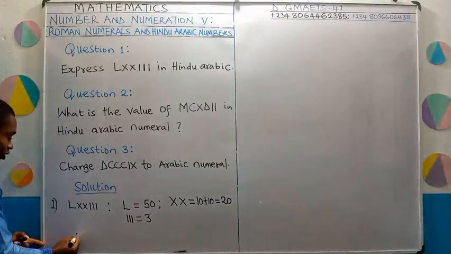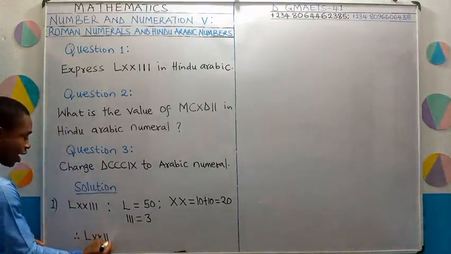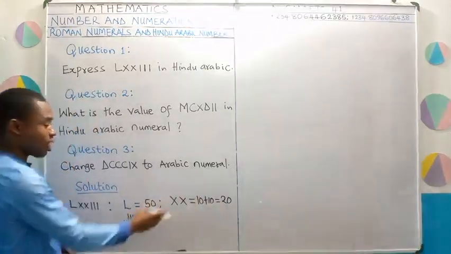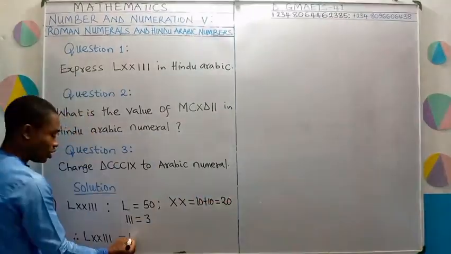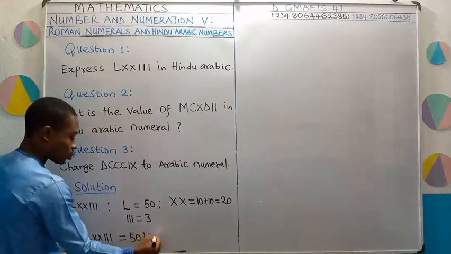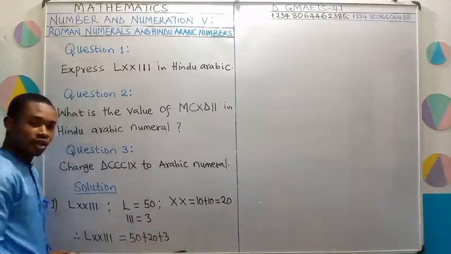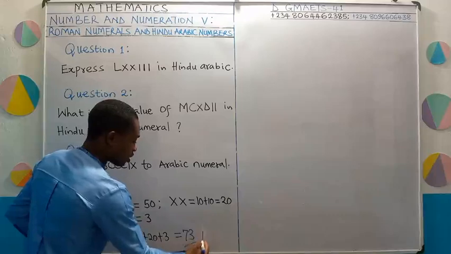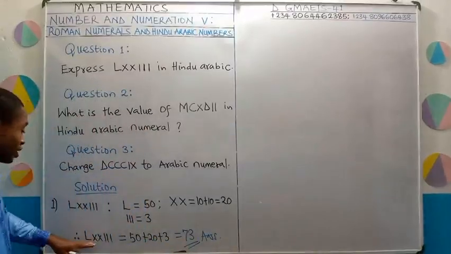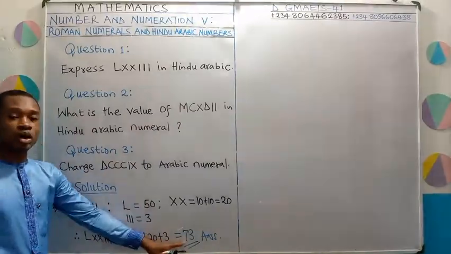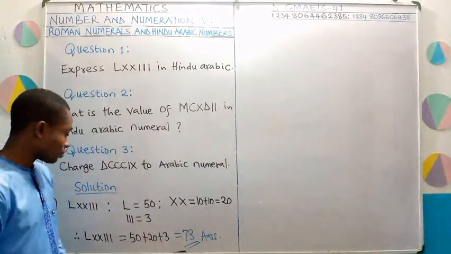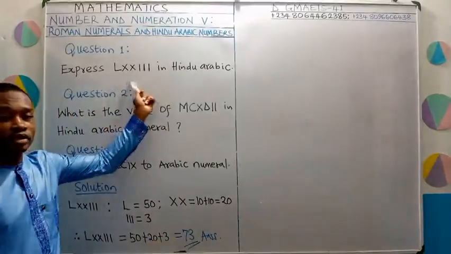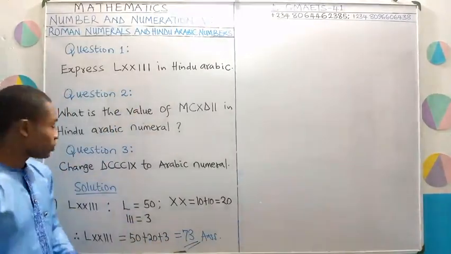Therefore, LXXIII is equal to, all we need to do is add up these Hindu Arabic values we have here. So this is going to give us 50 plus 20 plus 3. And if you add this, what are you going to get? 73. This is our answer. So it simply means that LXXIII is equal to what? 73. This is the Hindu Arabic value for this Roman figure or Roman numeral.